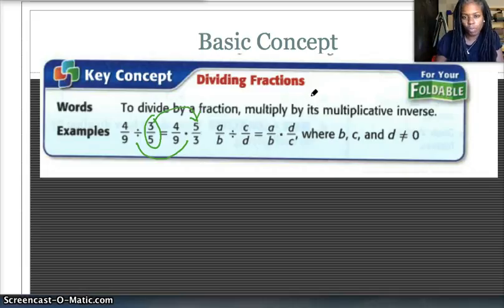Okay? And what you have here is when all of these numbers B, C, and D are not equal to 0. Let's think about what would happen if they were. Well, if B, C, or D were equal to 0, we'd be dividing by 0, which is a big problem, okay?